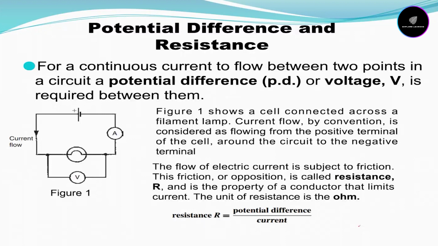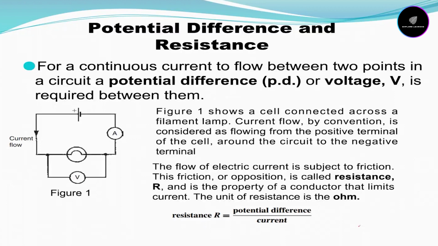In this video, I'm going to be taking you through the fundamentals of electrical quantities. Let's talk about the next concept, which is the potential difference and resistance. For a continuous current to flow between 2 points in a circuit, a potential difference, which is known as the PD or voltage V, is required between them.